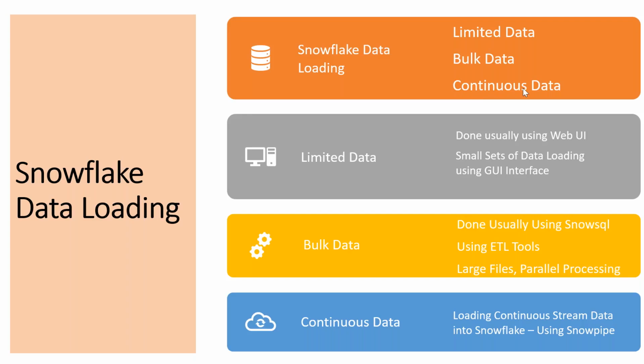Continuous data means, as we spoke, the continuous feed, 5 minutes, 10 minutes. Snowpipe is a separate chapter altogether. We'll talk about Snowpipe separately, but we're going to see the other scenarios now. And then, what is it? Limited data set. That's what I told you, ad hoc.